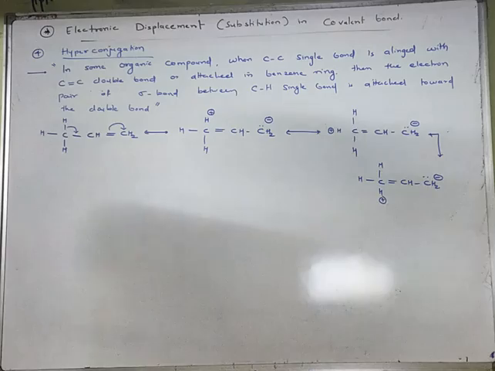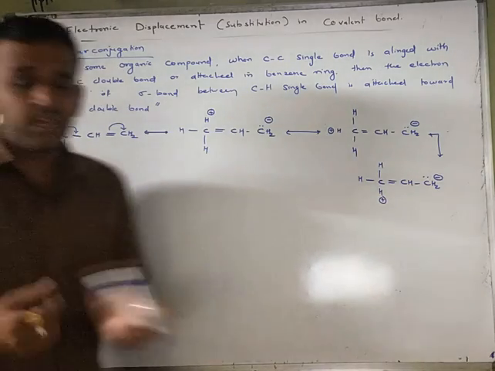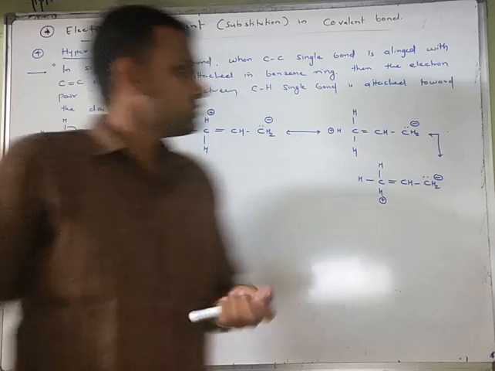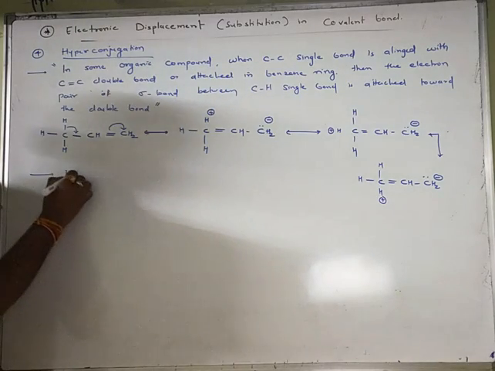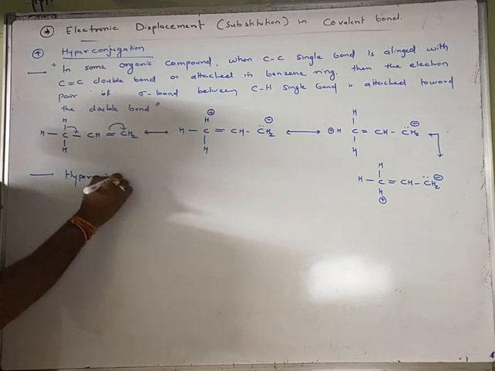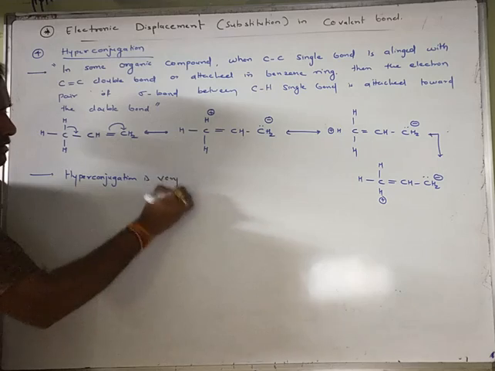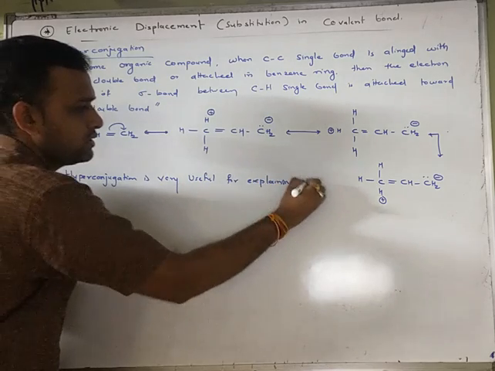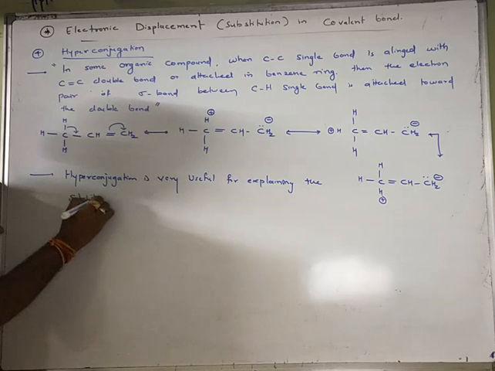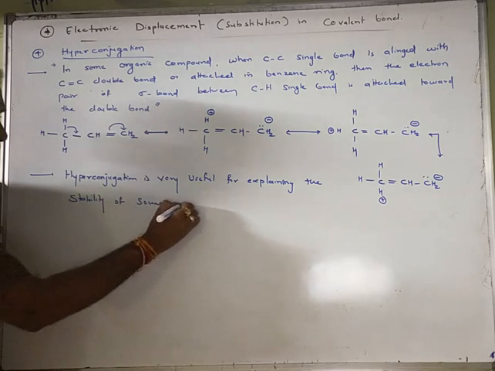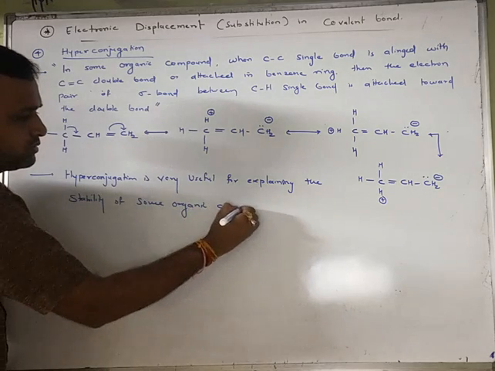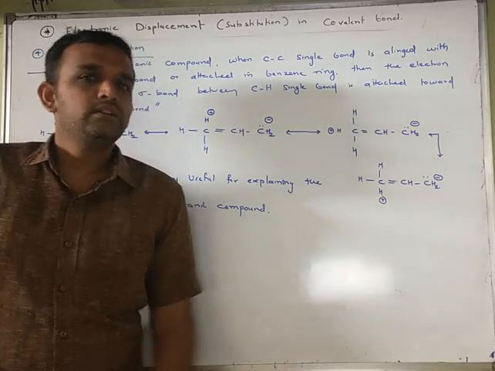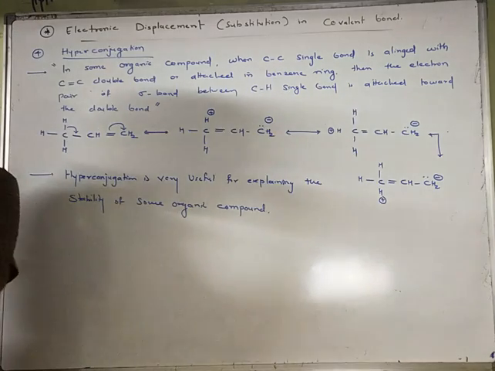Is it clear? So this will show the hyperconjugation, and we can say that hyperconjugation is very useful in explaining the stability of some organic compounds or molecules. So I can write down: hyperconjugation is very useful for explaining the stability of some organic compound. Understand? How you can explain the stability of some organic compound, let us discuss that. First of all, write down all these things and then after we are going to discuss the stability.